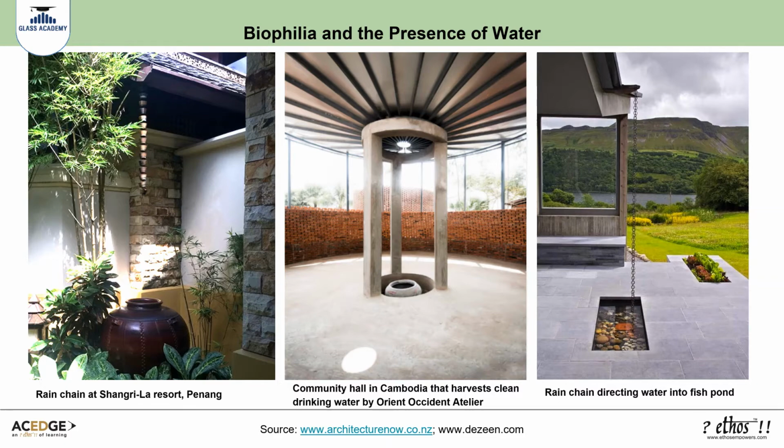Rain chains can be effective low-cost methods of harvesting rainwater while making the water a design element in the space, as seen in the images on the right and the left. The image in the center is that of a civic center that harvests water for a small Cambodian village. The structure is designed to funnel rainwater into a traditional ceramic vessel at the center of the structure.